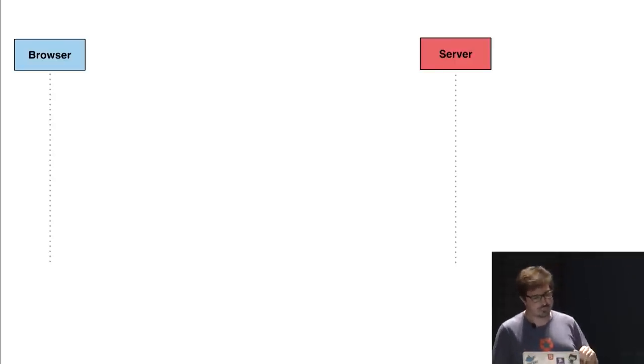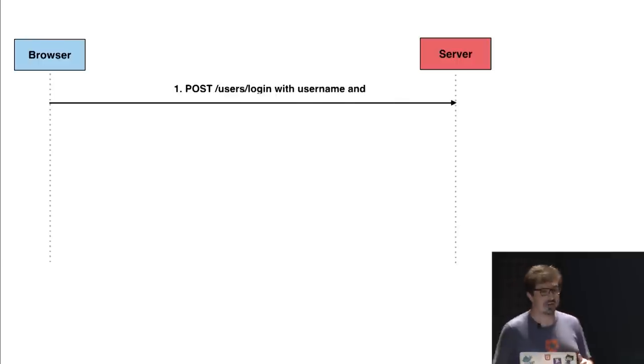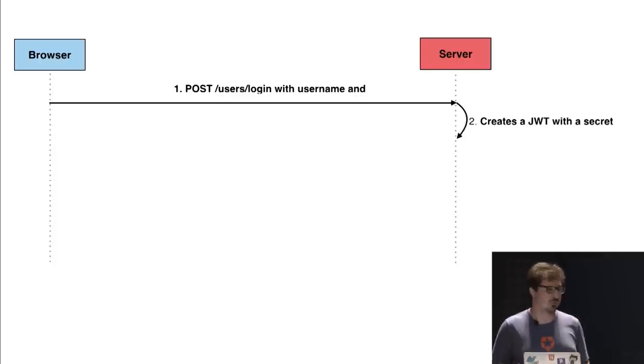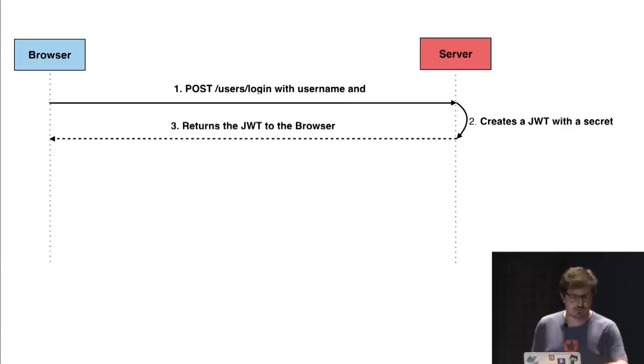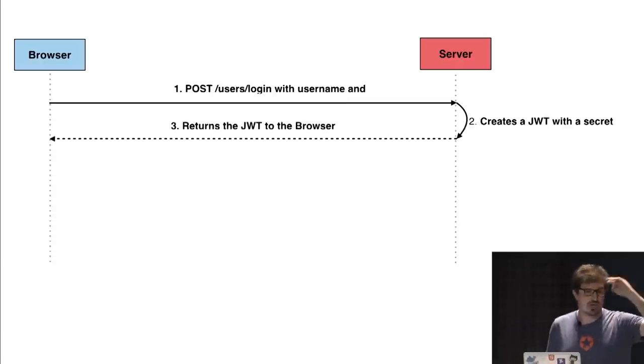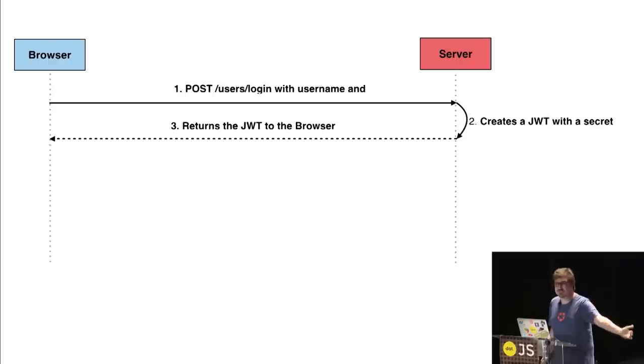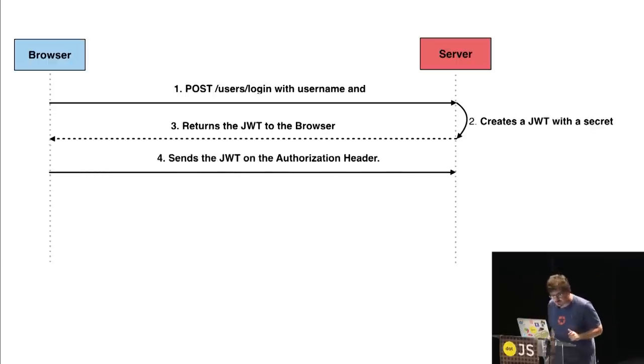Now we have a browser. The browser asks for an authenticated request to the server. Again, it sends the username and the password. Then the server will create a JSON Web Token with the user information, and it will return that token to the user. And then the browser has to save that token in local storage, for example, and send it back on the authorization request for everything that we want to do.